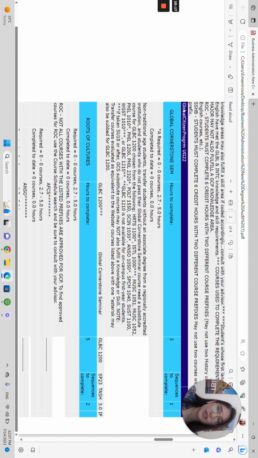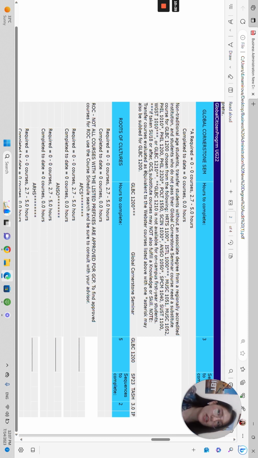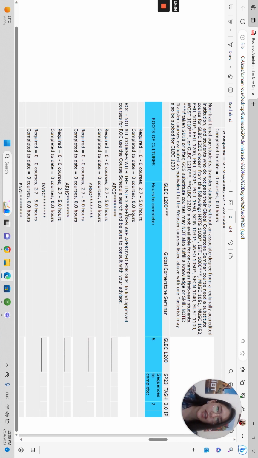Now we will have a look at the GCP, the Global Citizenship Program. This program is absolutely the same for all majors, so you can be sure that it's the same. You can compare with your friends from other majors. Any student enrolled at Webster is automatically added to this course, Global Cornerstone Seminar, because it's the introductory course for the whole program. It will explain what the program is and how you are going to study along. And it also has knowledge areas and skill areas.